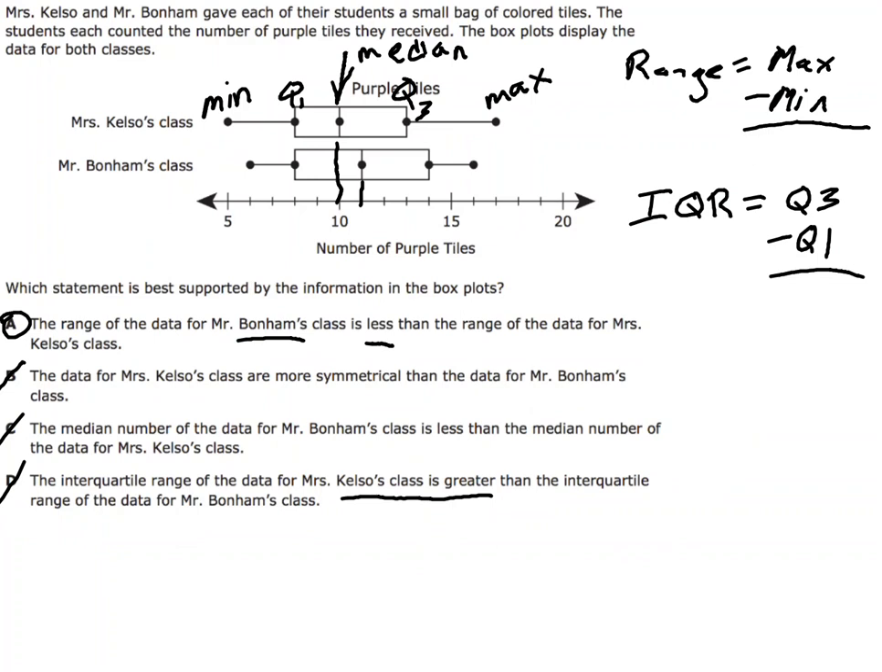Okay. Remember, mean isn't really shown in the box and whisker plot. There's two kinds of range. There's the overall range, which we just call range, and then there's the range inside the box, and we call that the IQR. All right.